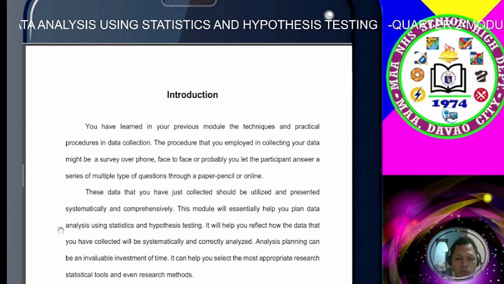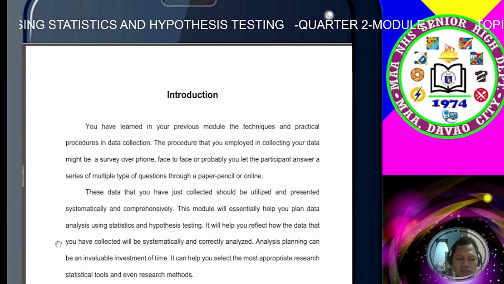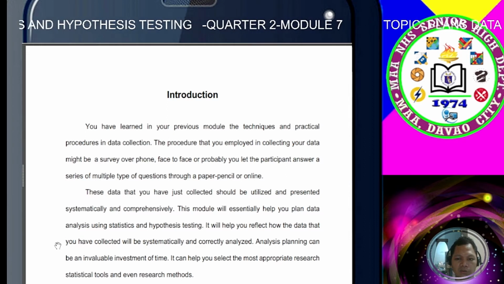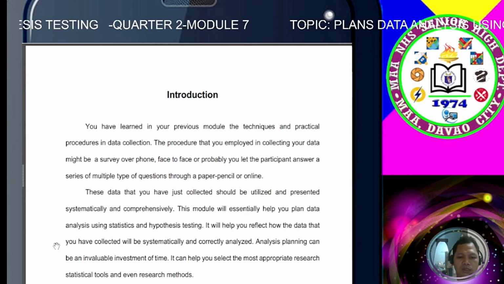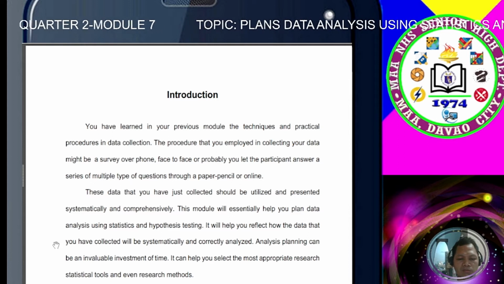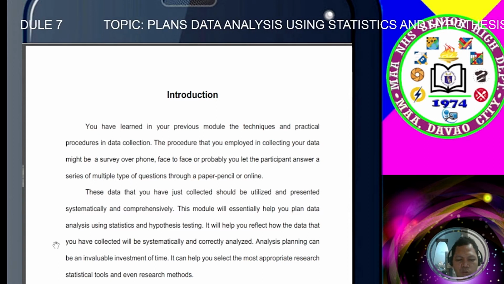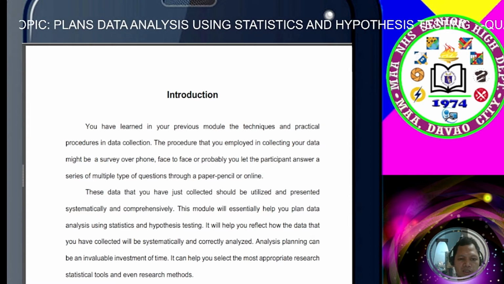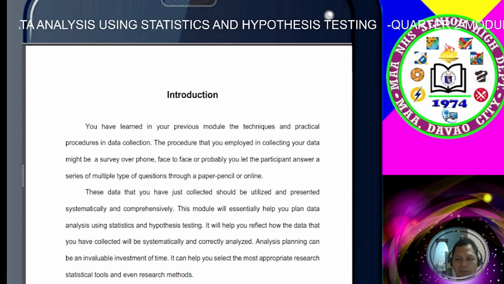The data that you have collected should be utilized and presented systematically and comprehensively. This module will help you plan data analysis using statistics and hypothesis testing. It will help you reflect on how the data you have collected will be systematically and correctly analyzed. Analysis planning can be an invaluable investment of time, and can help you select the most appropriate research statistics tools and even research methods.